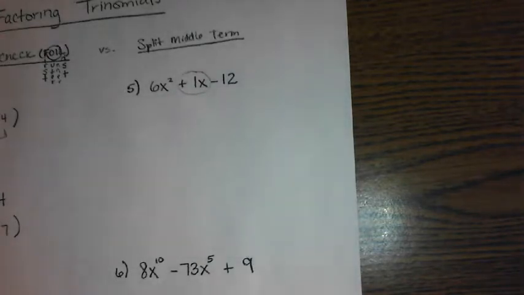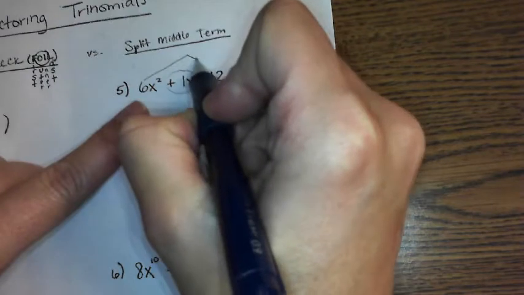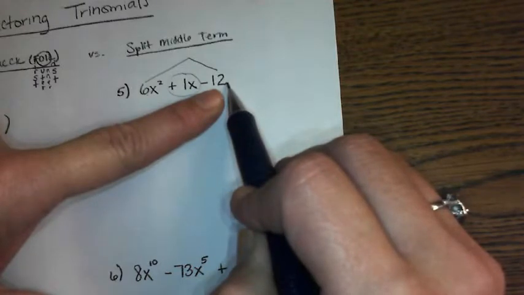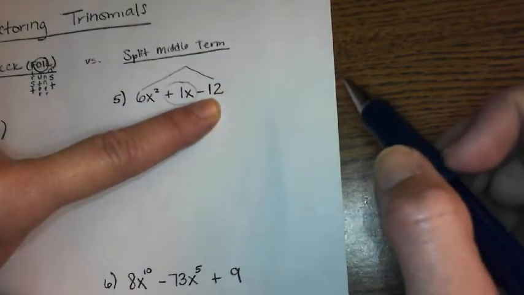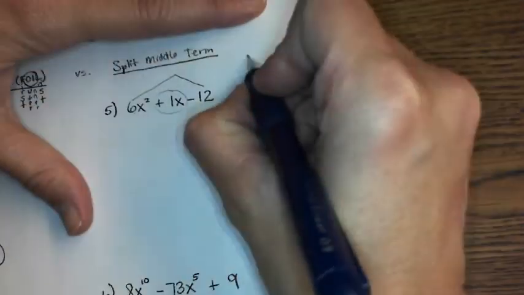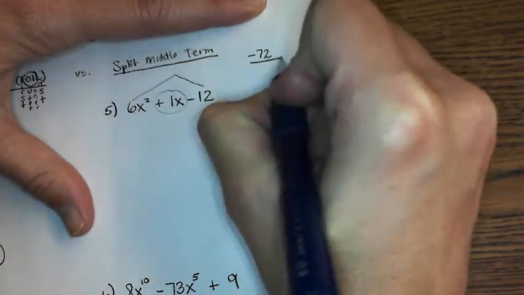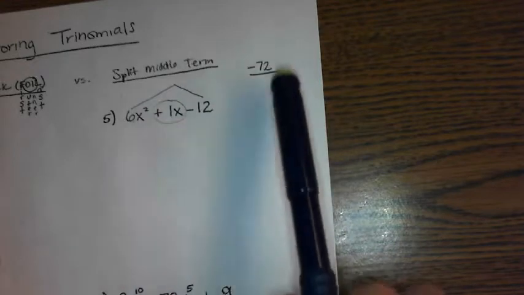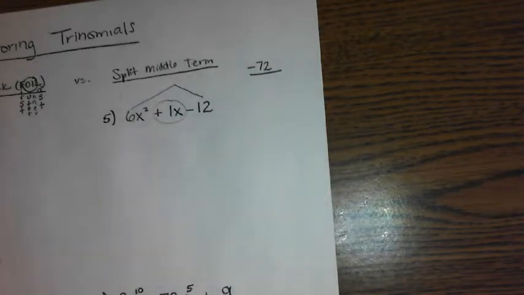You ready for the method? You ready for it? Okay. You multiply your first leading coefficient times your last constant. What is 6 times negative 12? Negative 72. I need to find 2 numbers that multiply to get negative 72 and combine to get 1.